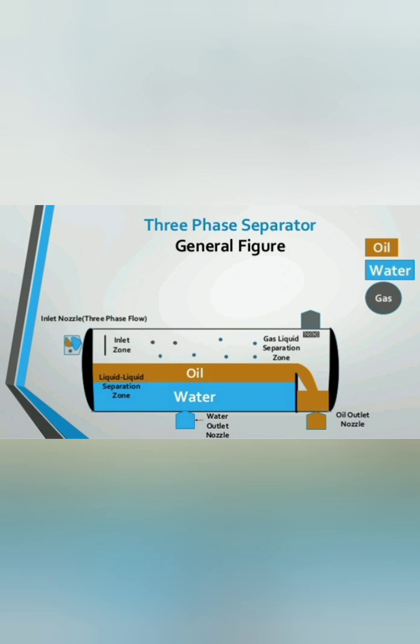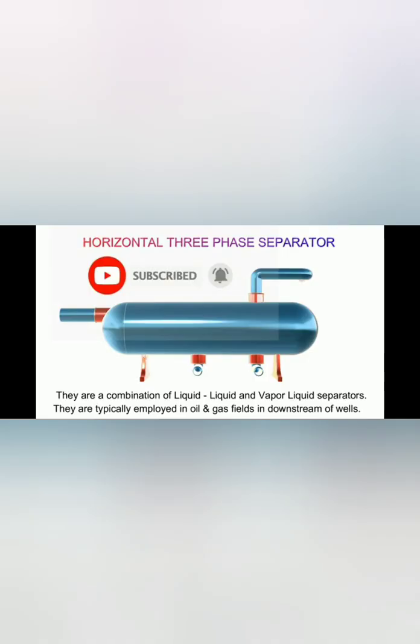Then this single line, which is called the flow line, enters into a three-phase separator, either a horizontal three-phase separator or a slug catcher. We use a slug catcher to catch any slug, because it affects the plant operation at downstream of the three-phase separation.